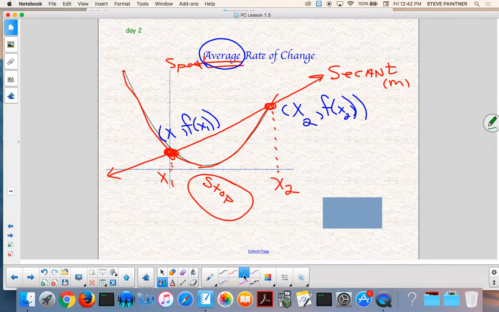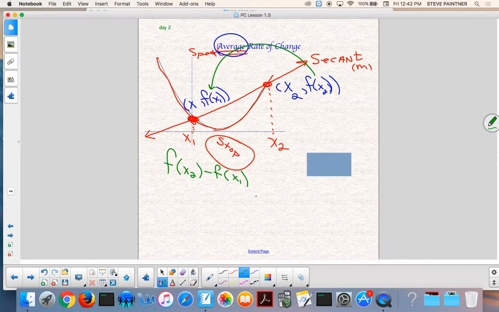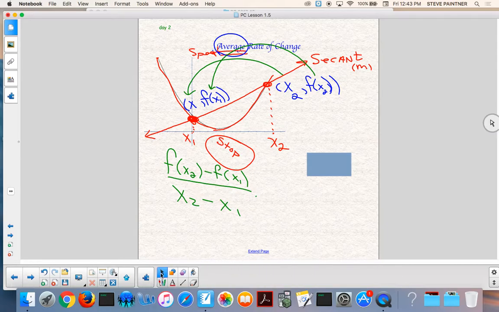You subtract the y's. Subtract the y's, but that would be what? f of x2 minus f of x1, got it. Divide that by x2 minus x1. And this becomes your formula for average rate of change. It's right here in this box, let me show you. And you basically came up with it by yourself.